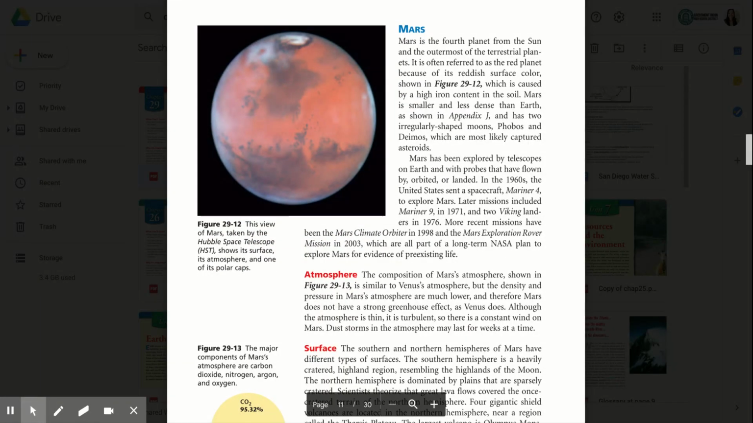Mars. Mars is the 4th planet from the sun and is the outermost of the terrestrial planets. It is often referred to as the red planet because of its reddish surface color, shown in Figure 29.12, which is caused by a high iron content in the soil. Mars is smaller and less dense than Earth, as shown in Appendix J, and has 2 irregularly shaped moons, Phobos and Deimos, which are most likely captured asteroids.